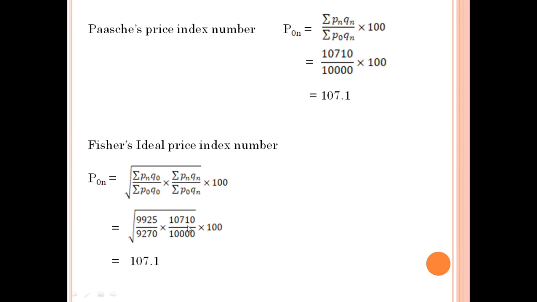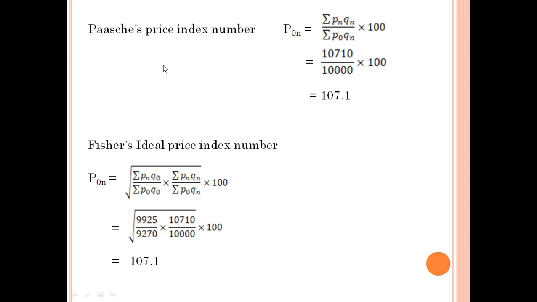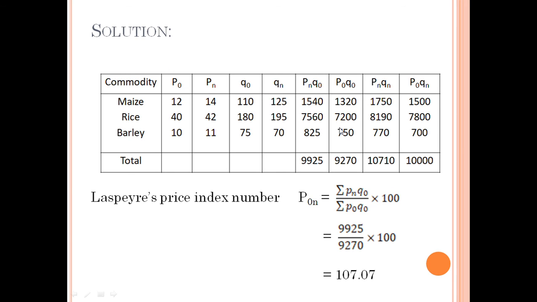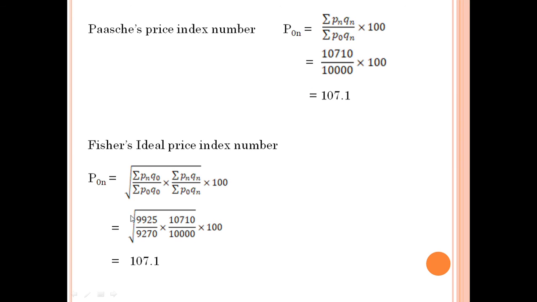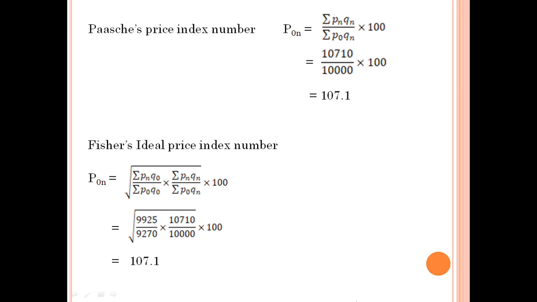Then we have Fisher's ideal price index number. Because Fisher's ideal price index number uses the formula of Laspeyres and Paasche's combined, there is no need to find another column. We will just take the sum of these columns which we have already computed, and by putting the values we finally get the result 107.1. So for almost all these weighted index numbers, the answer is almost the same.